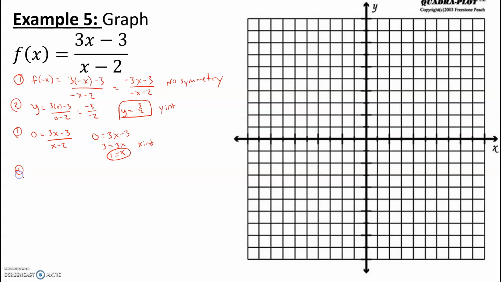Step 4 said any vertical asymptotes. Remember, for vertical, you look at the denominator. And we know it's going to be x equals 2. So it's our vertical asymptote because 2 minus 2 is going to get us 0. So we cannot use any x equals 2.